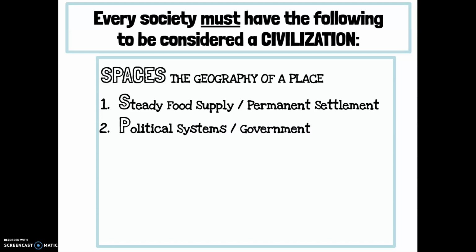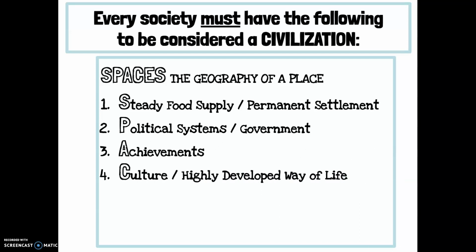P stands for the political systems or government. A stands for their achievements. C is their culture or their highly developed way of life. E is their economies or how they deal with money. S is their social structure. So these 7 elements, right? The 6 of the word SPACES and spaces in general, the 7 elements of a civilization are super important.